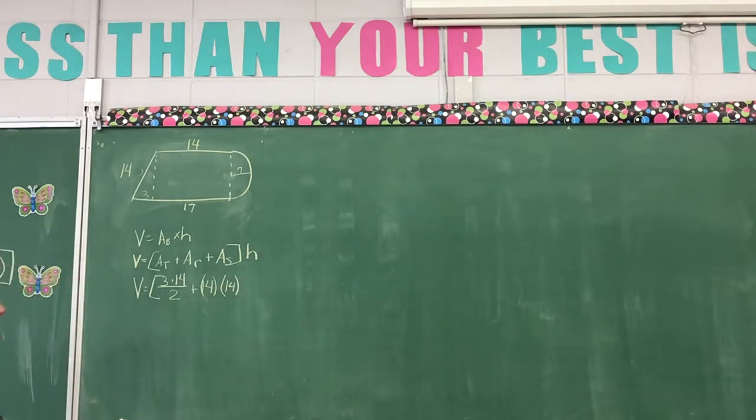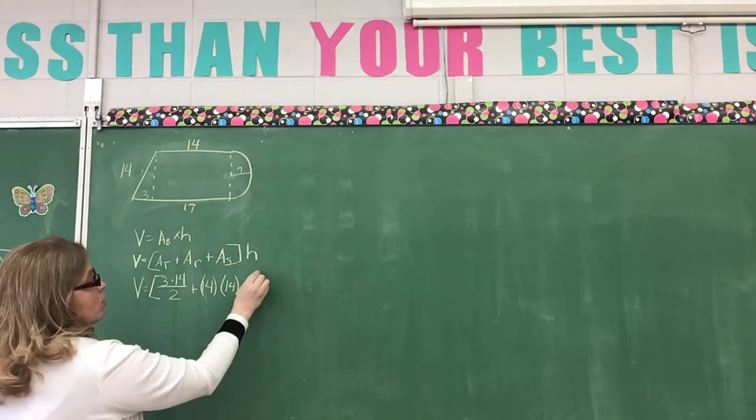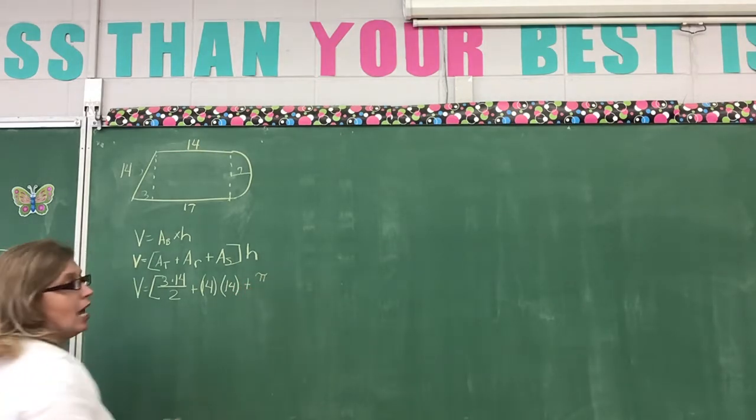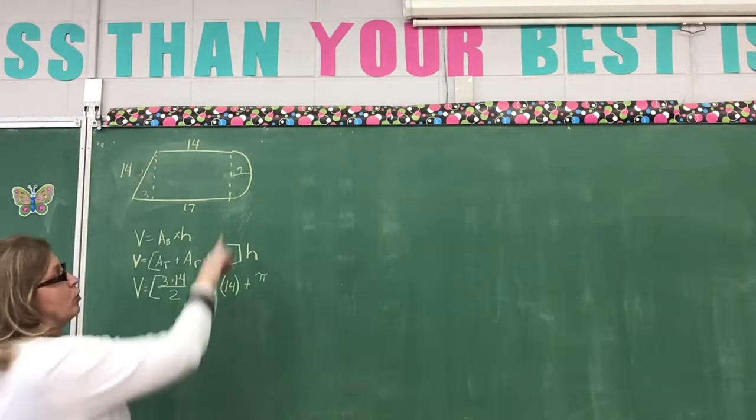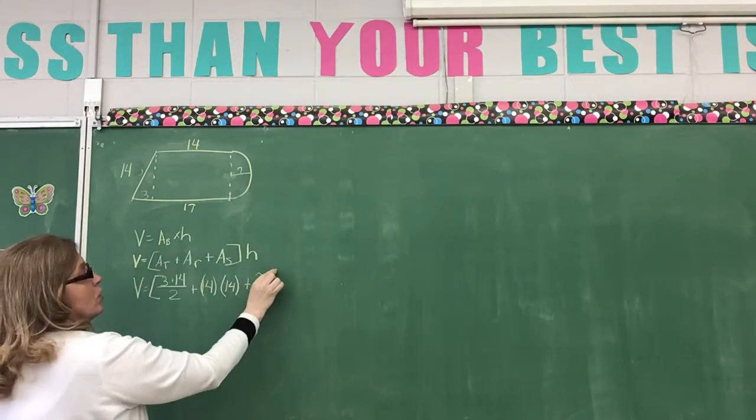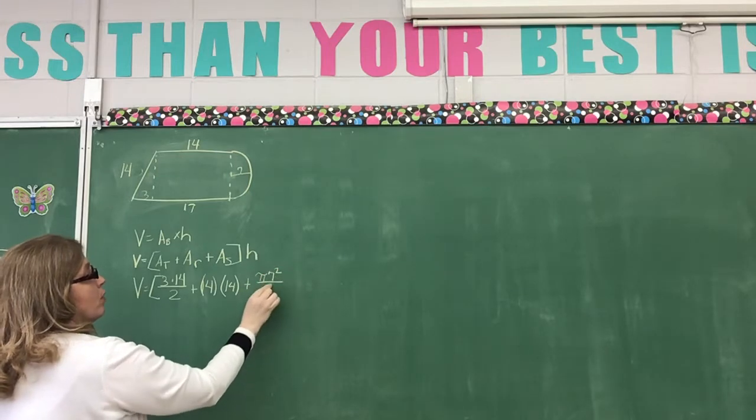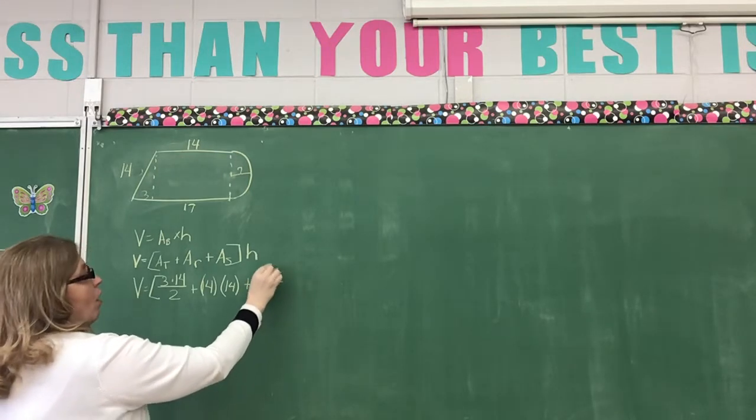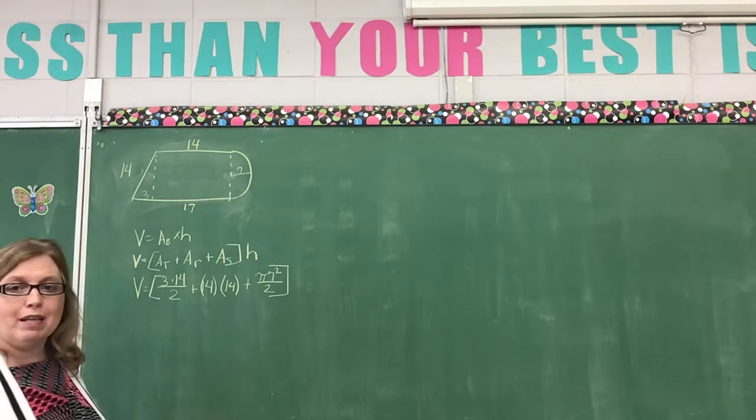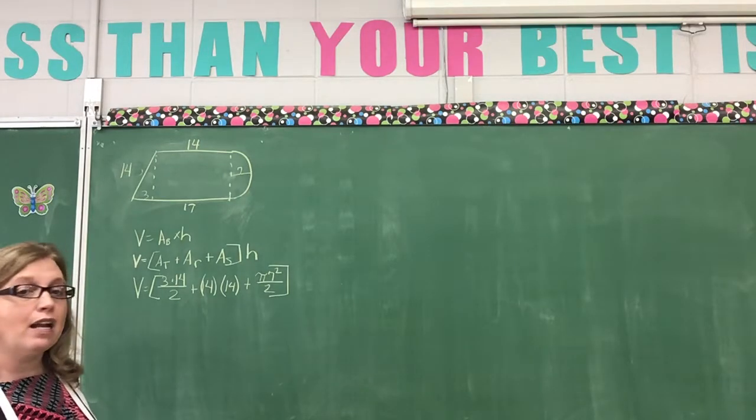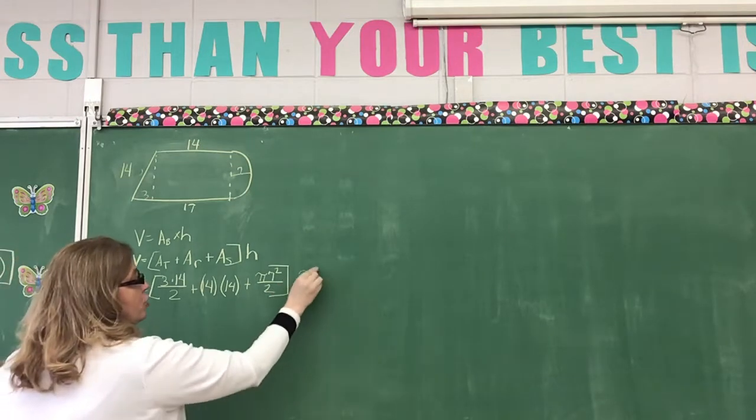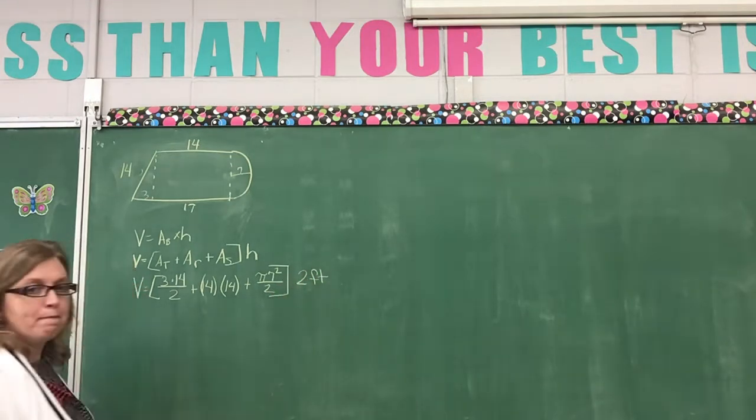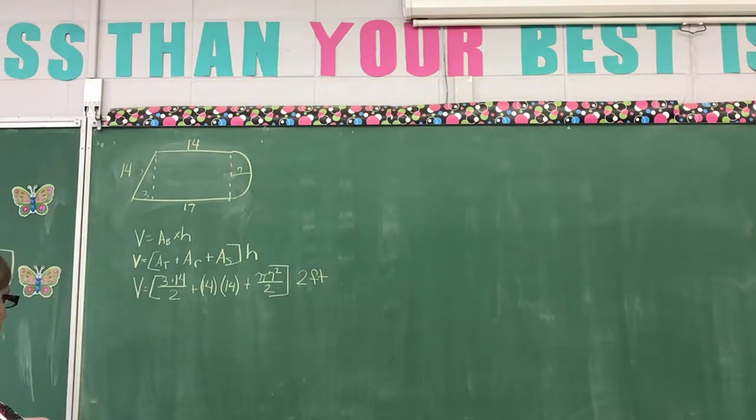Then I have the area of my semicircle. All right? So the semicircle is going to be pi times radius squared. Well, what is my radius? If you look up here, my radius is 7. So we're going to say 7 squared, and we're going to divide it by 2. All of that is to give me the area of the base. Then I'm going to multiply by the height, and the book tells us that the height is 2 feet. Okay? Now, let's solve this, okay?